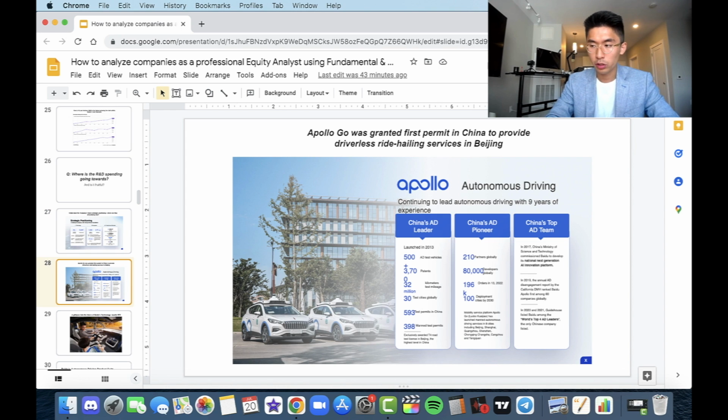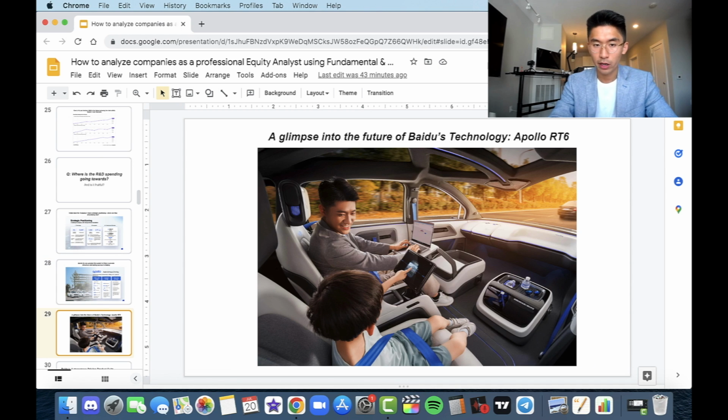So to do so, we're going to look at a product that Baidu is heavily focused on, and that's Apollo Go. And it was granted the first permit in China to provide driverless ride-hailing services in Beijing. Here's a glimpse into the future of Baidu's technology, Apollo RT6, one of the products that they will unveil at the Baidu World event coming soon.